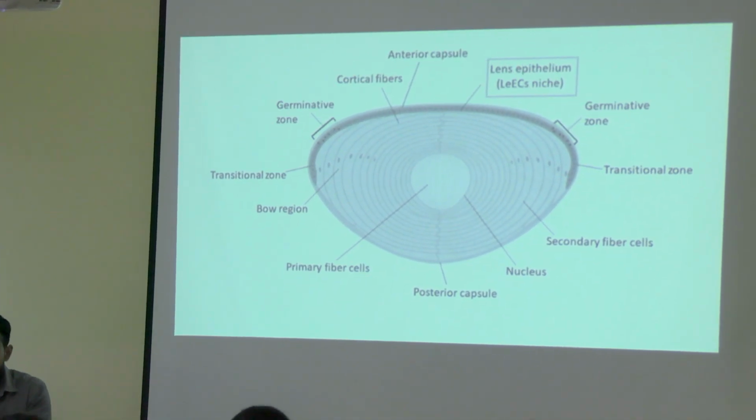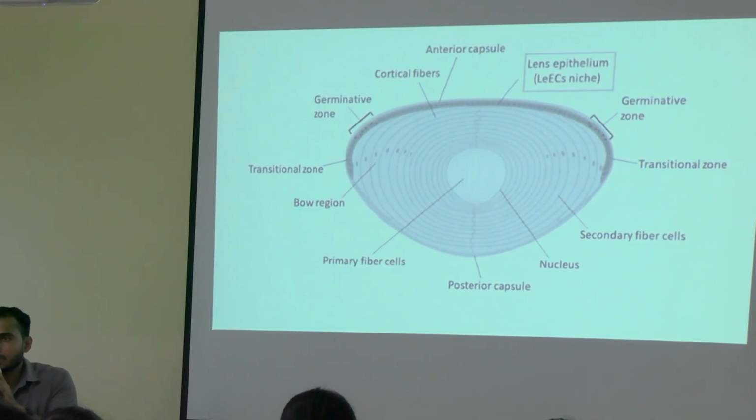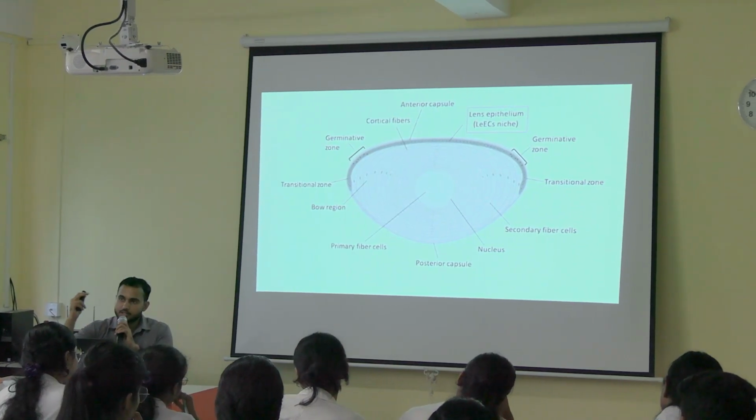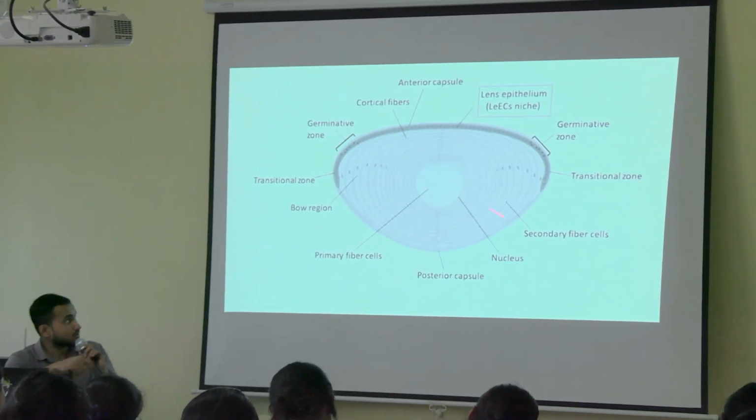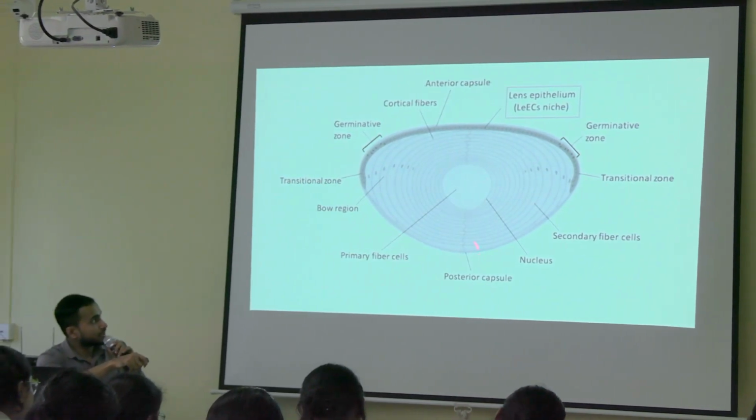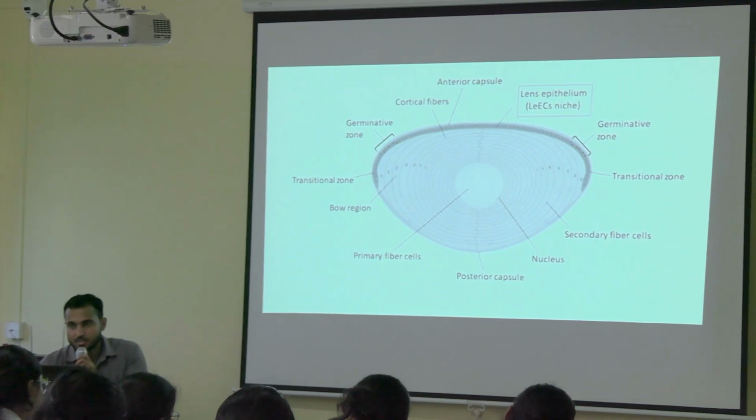Now the capsule is present throughout the lens, on the anterior aspect also and on the posterior aspect also. Capsule is here, and here also. Both aspects have capsules present.